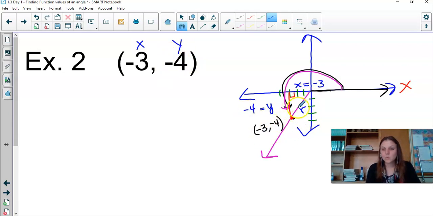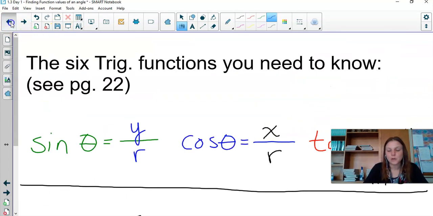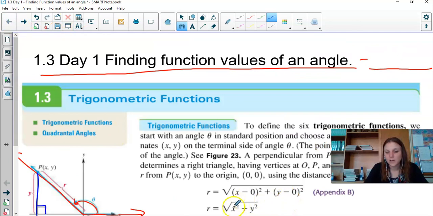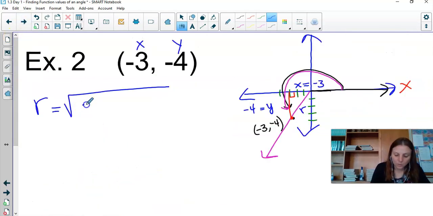And then finally, we can calculate our r value. Again, I'm just using this Pythagorean theorem from the beginning of the set here. Instead of a squared plus b squared, you're going to use x squared plus y squared. And that's going to equal our hypotenuse. So x squared plus y squared is going to equal the r squared, and then we square root.